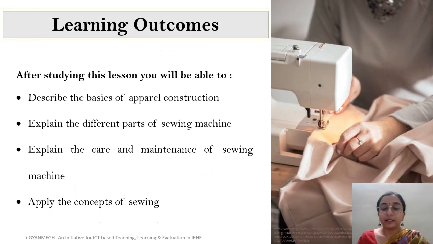So what are the learning outcomes after this module? After studying this lesson, students, you will be able to describe the basics of apparel construction. You will be able to describe the different parts of sewing machine. You will be able to explain how to take care and how to maintain the sewing machine. And with all of this, you will be able to apply the concept of sewing and make beautiful garments.